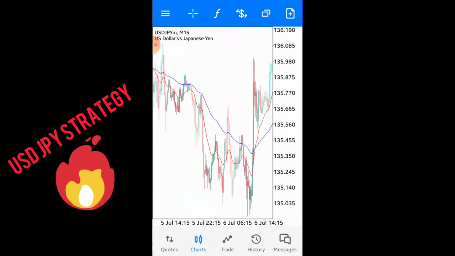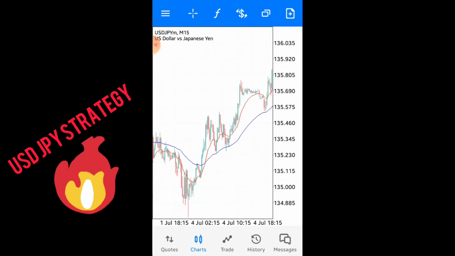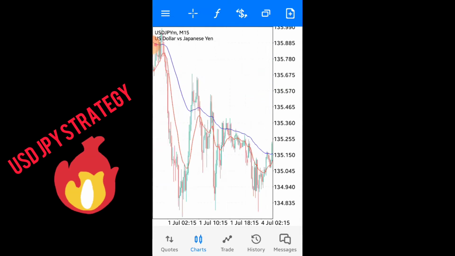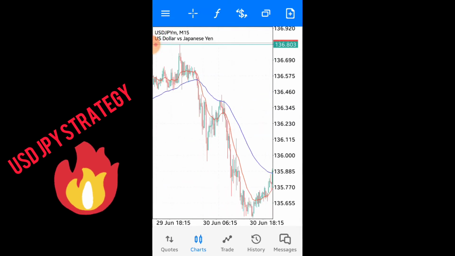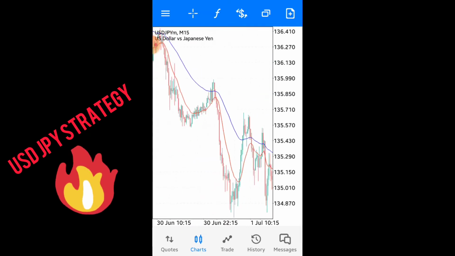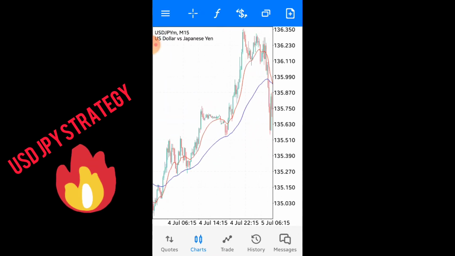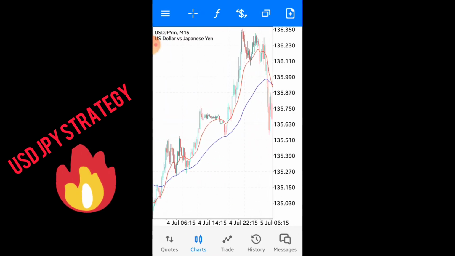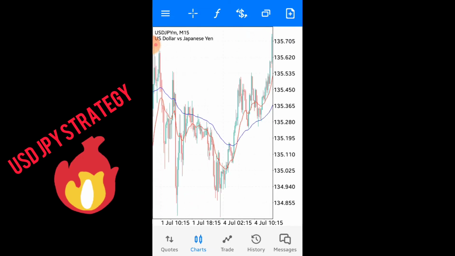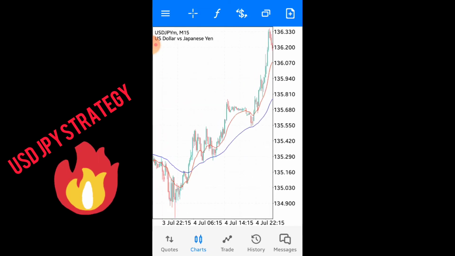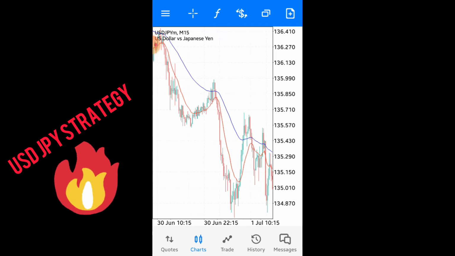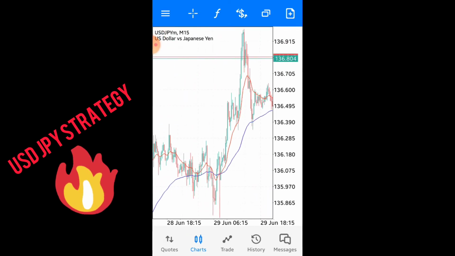The strategy works with crossover, and it works 95% of the time when the market is trending. When the USDJPY is trending, it gives you an accurate indication of when to buy and sell. So now let's look back in history of this strategy.